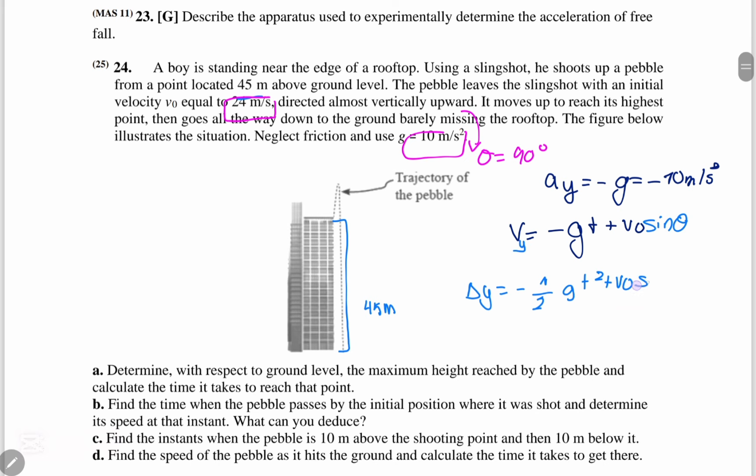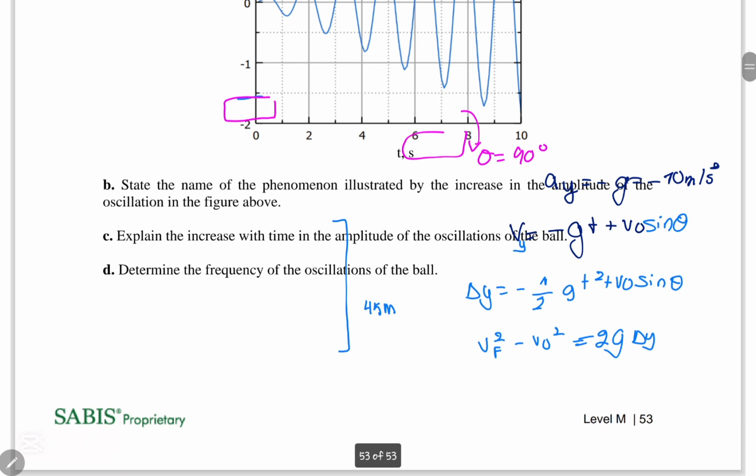So v0 sine theta t. And of course, v final squared minus v initial squared is equal to minus 2g delta y. Why do I do minus 2g delta y? Very simply because it's 2a delta x. V final squared minus v initial squared is 2a delta x, but a is minus g, so it's minus 2g delta x. But here we're not on the x-axis, we're on the y-axis. So minus 2g delta y.